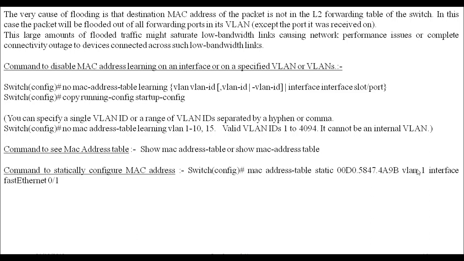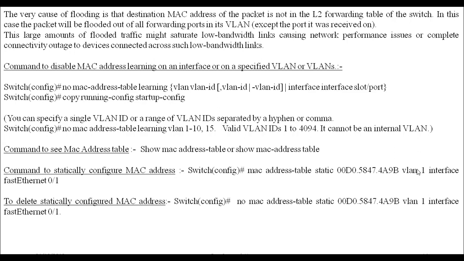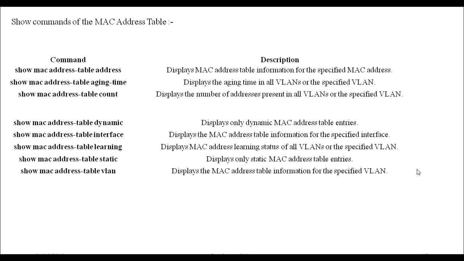The command to statically configure a MAC address, which I am going to demonstrate, is mac address-table static, followed by the MAC address of the PC or device connected, the VLAN, where you can specify VLAN 1 or any VLAN, and the interface to which the device is connected. To delete a statically configured MAC address, use the same command with the prefix no. So these are some show commands.